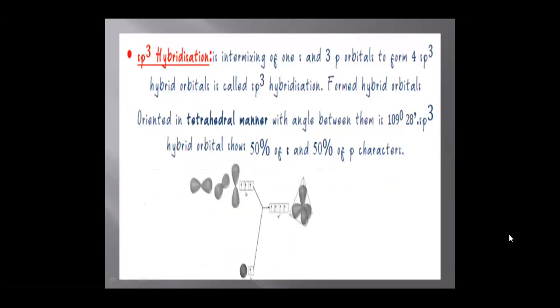sp3 hybridization. It is the intermixing of one s and three p orbitals to form four sp3 hybrid orbitals. The formed hybrid orbitals are oriented in a tetrahedral manner with a bond angle of 109 degree 28 minutes. Each sp3 hybrid orbital shows 25% s character and 75% p character.